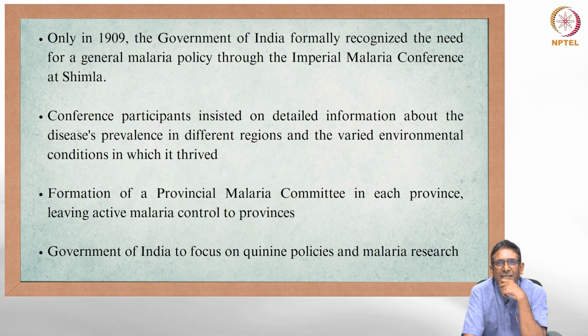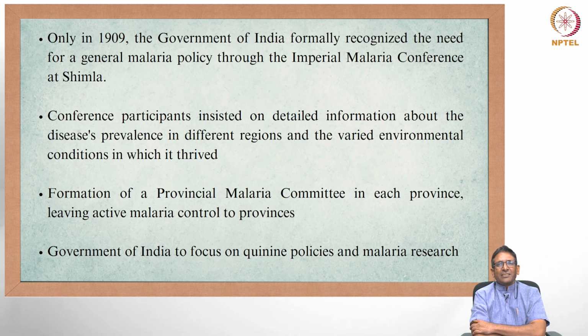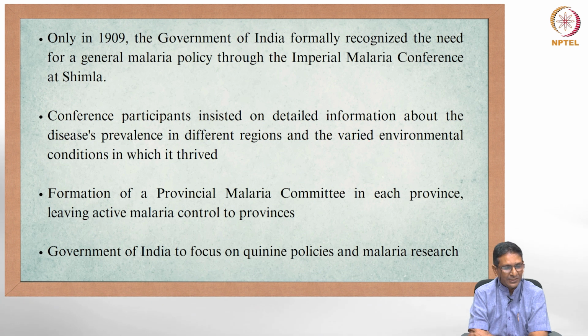So it took as late as 1909 for the government to realize that it needed a general all India malaria policy, and quite rightly it convened an imperial malaria conference at Shimla, and the conference participants insisted on detailed information about the disease's prevalence in different regions because each had its own different kinds of environmental factors. So as I said, information and statistics played a very important place in the management of disease, as it continues to do even to this day.